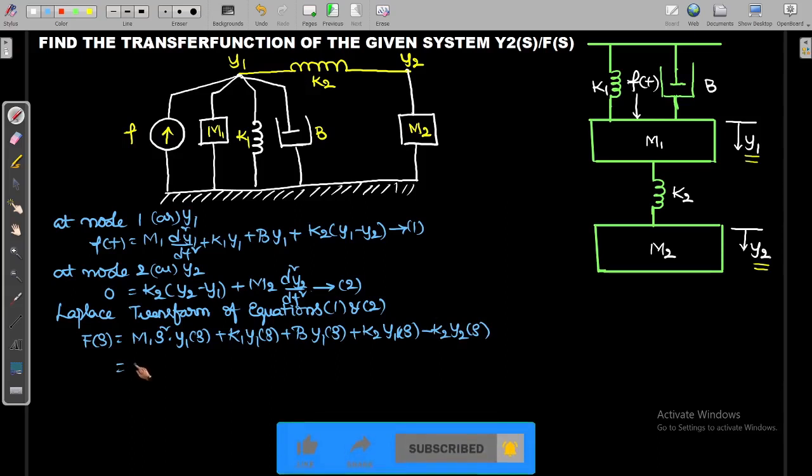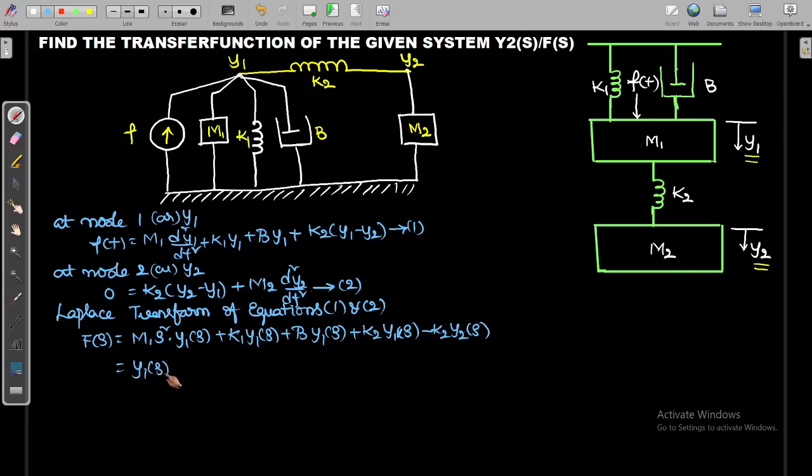You separate the y1 of s term. When you separate the y1 of s term you are going to get m1 s square plus k1 plus b plus k2, into y1 of s, minus k2 into y2 of s, that is equal to f of s. So take this as equation number 3.